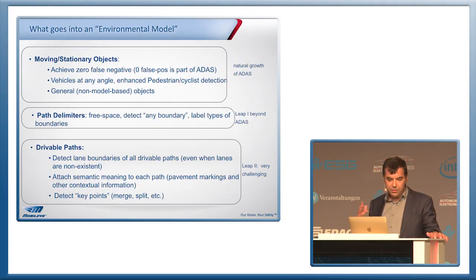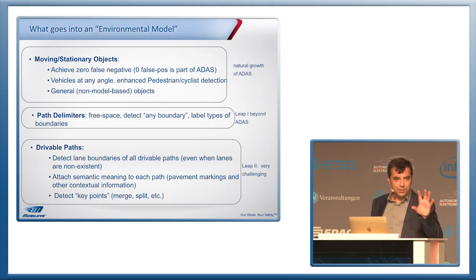So let's see what goes into it and what is challenging and what is not. The first one is all these moving and stationary objects. First, achieve zero false positive, zero false negative. Zero false positive is already part of ADAS, but zero false negative is really what is necessary for autonomous driving. Vehicles at any angle, not just the rear of the vehicle. Pedestrian detection needs to be enhanced considerably because we need to know what the people are doing. Not only that there is a pedestrian there, but is the pedestrian looking at me? What is the pedestrian doing? Where is the pedestrian standing, on the sidewalk, on the road?